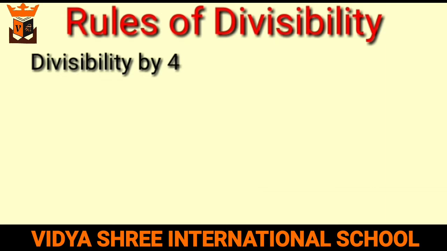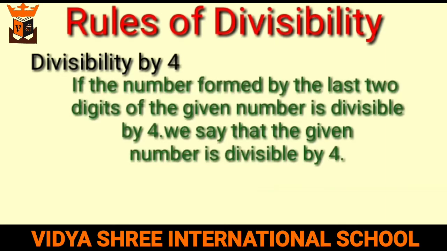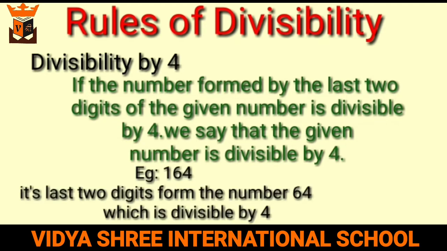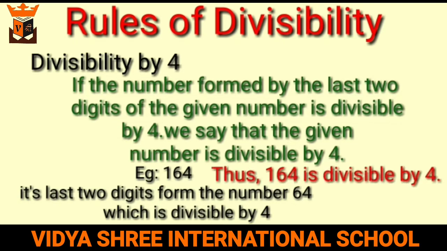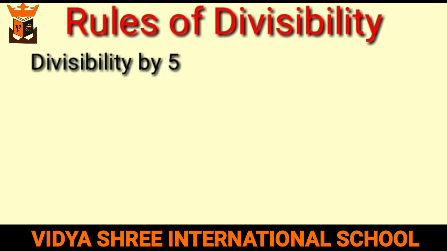Next is divisibility by 4. If the number formed by the last two digits of the given number is divisible by 4, we say that the given number is divisible by 4. For example, 164. Its last two digits form the number 64, which is divisible by 4. Thus, we can say 164 is divisible by 4.